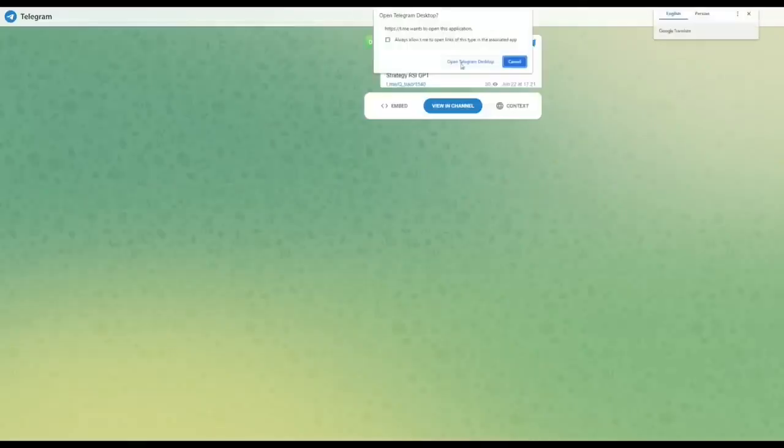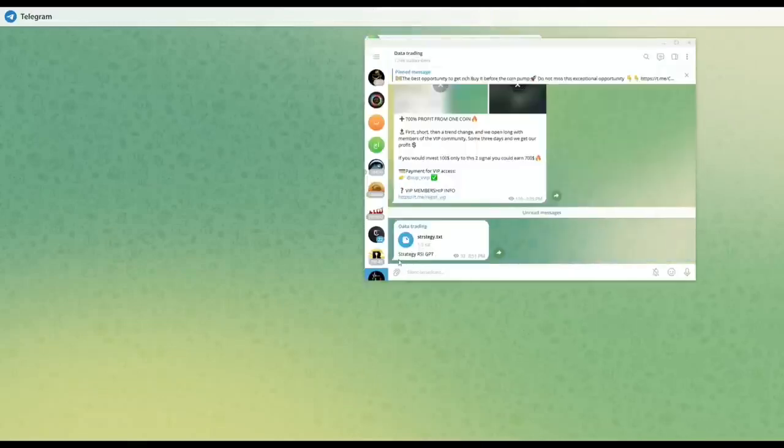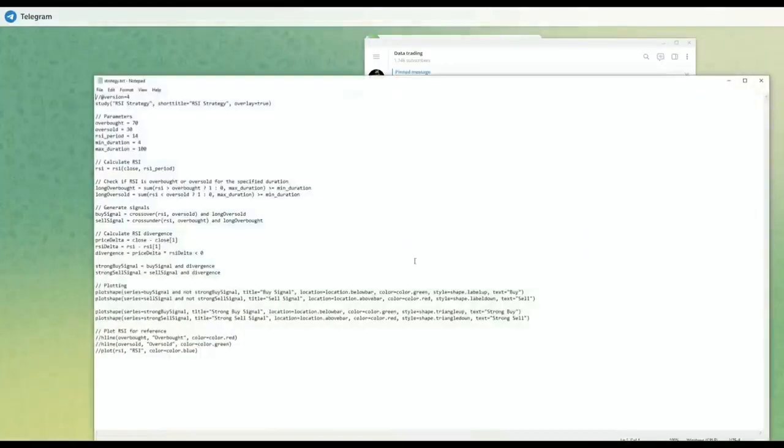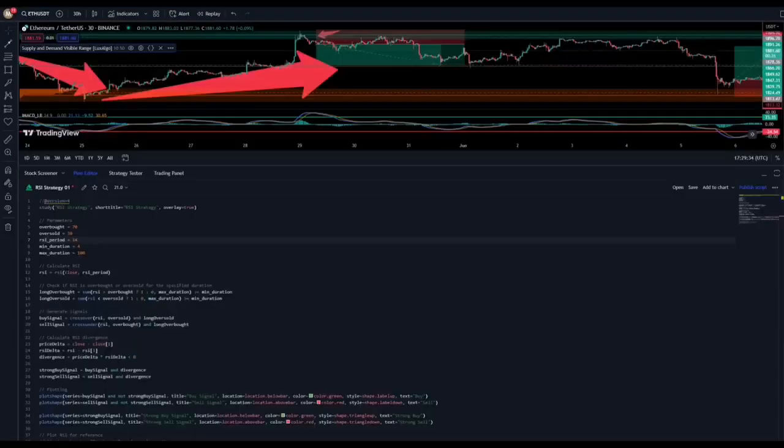After clicking on the link, you'll be directed to my Telegram channel. Make sure to join. This is the file named Strategy RSI GPT. Download and open the file. Copy all the code lines, then open TradingView again. Open Pine Editor from down here.